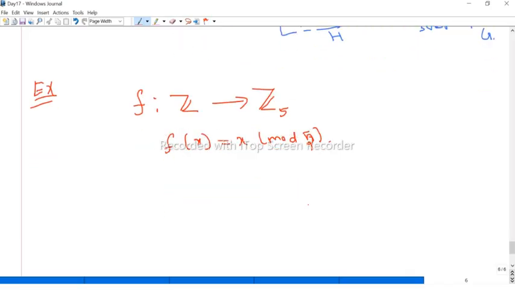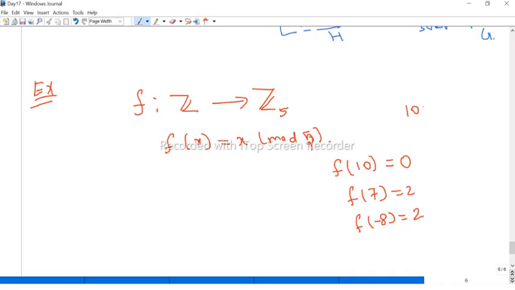So what is the function? F of x equals x modulo 5. For example, f of 10 is nothing but 0. 10 maps to 0. What is f of 7? If you remove all the multiples of 5, we get 2. Therefore f of 7 maps to 2. What is f of minus 8? Again, this is nothing but 2.